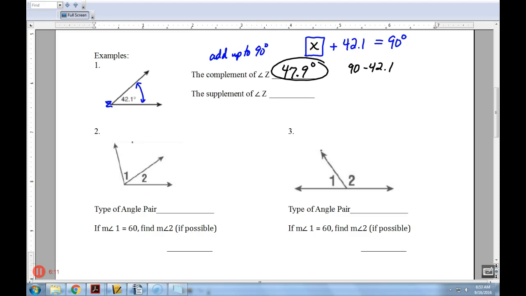Now the supplement, remember, we have to get it to add up to 180. So we can kind of play the same game. What angle added to 42.1 equals 180? Well, I'm just going to do a subtraction move. I'm going to subtract, and that's going to give me, what, 137.9.